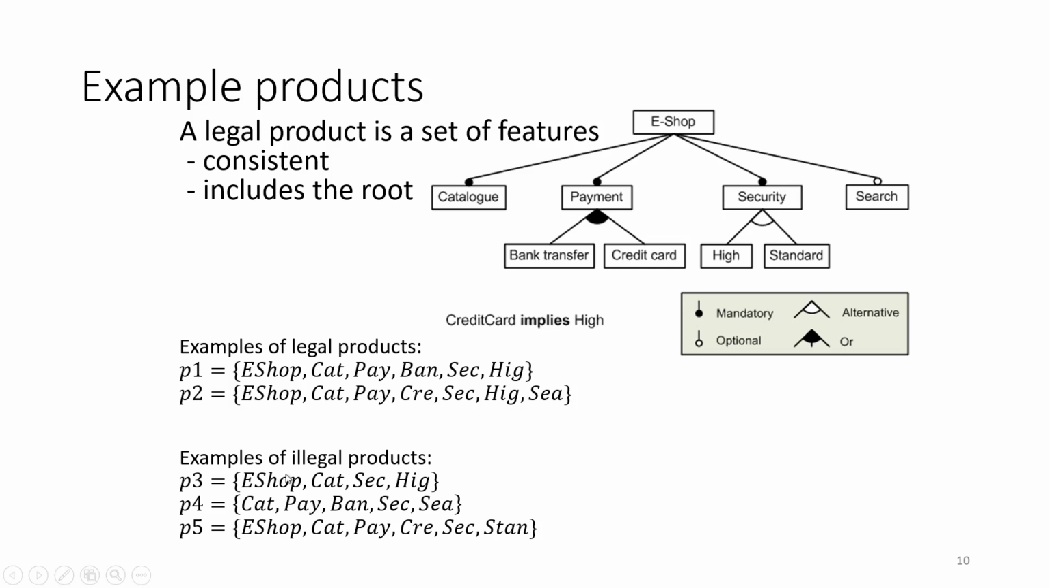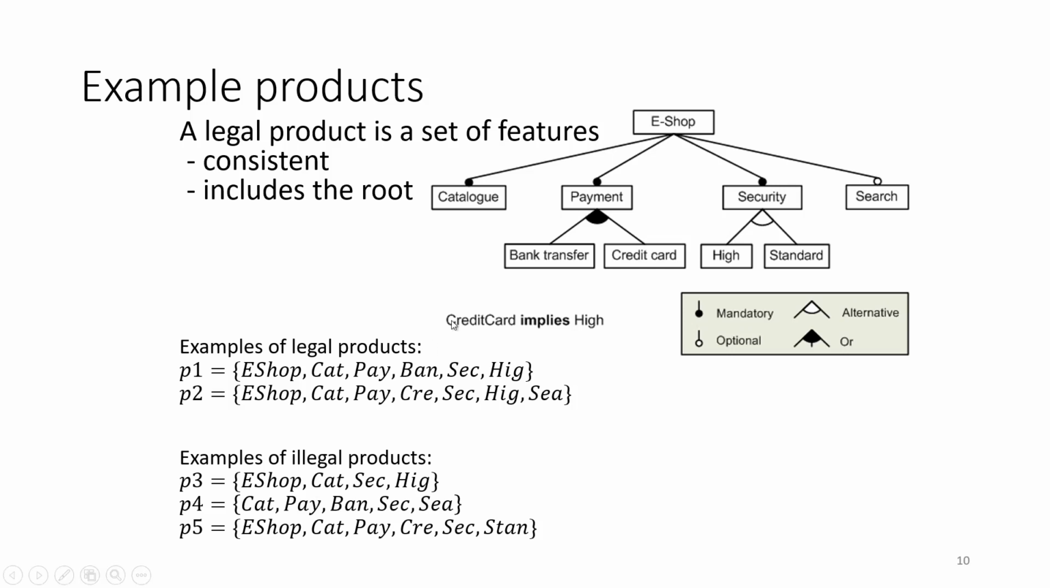Some illegal product: eShop, catalog, security, high. So why is this not a legal product? It has the root, right? So this means that something in it must not be consistent. So which part in this product is not consistent?